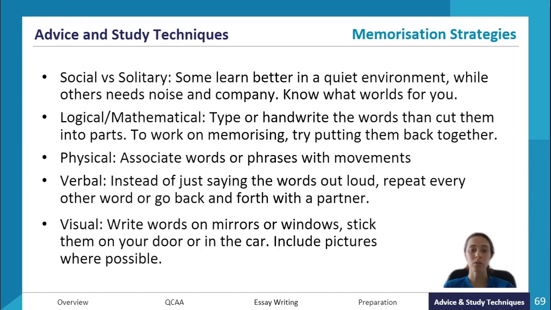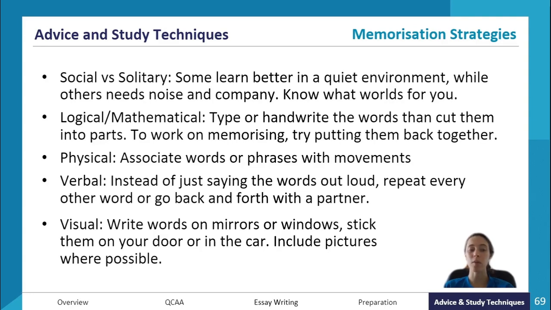Logical or mathematical. So some people are better with typing and some are better at handwriting when it comes to words and thinking about memorization of those words. So you can figure out again what works for you in that case. Associate words or phrases with movements. That can be a helpful thing in a physical kind of sense with memorization. So the different actions that happen in a play, you can associate those actions with the words, and that can help you remember.